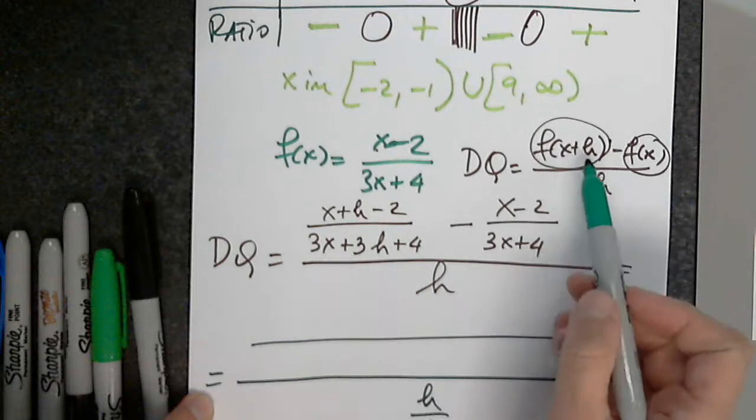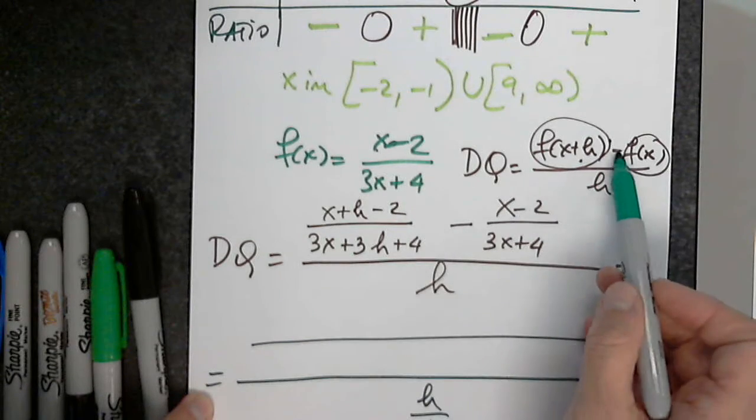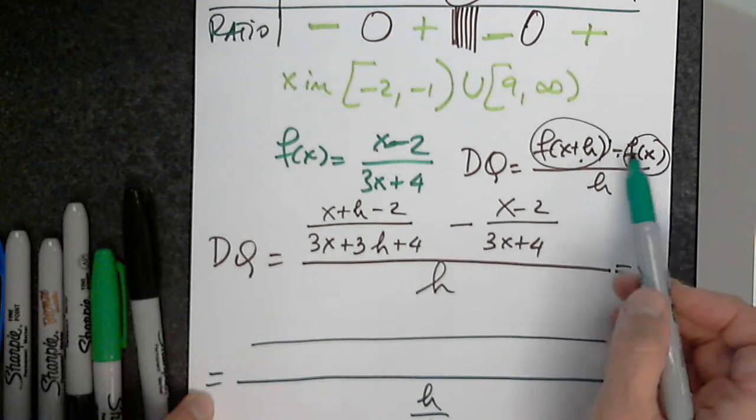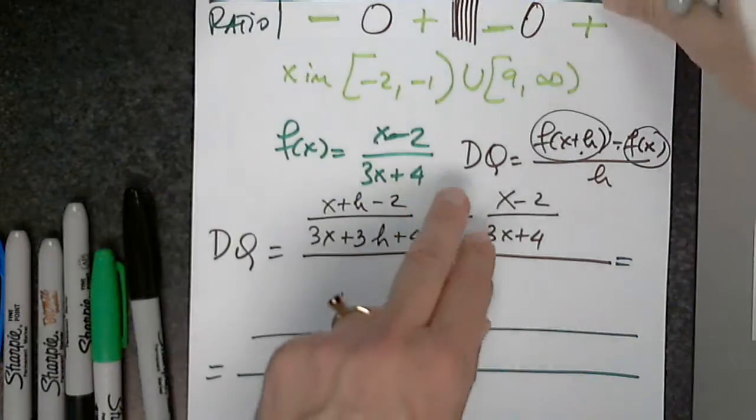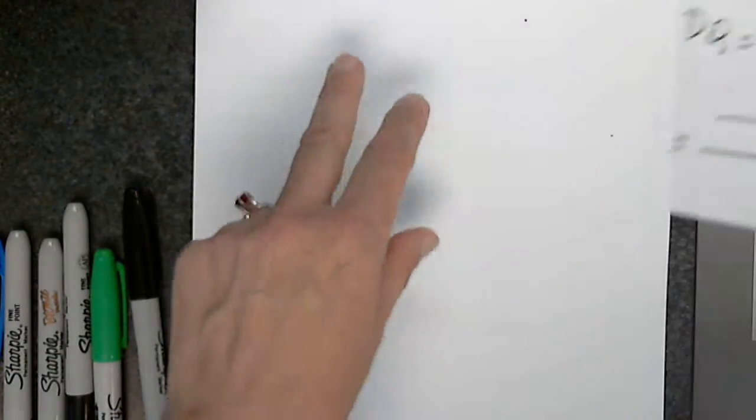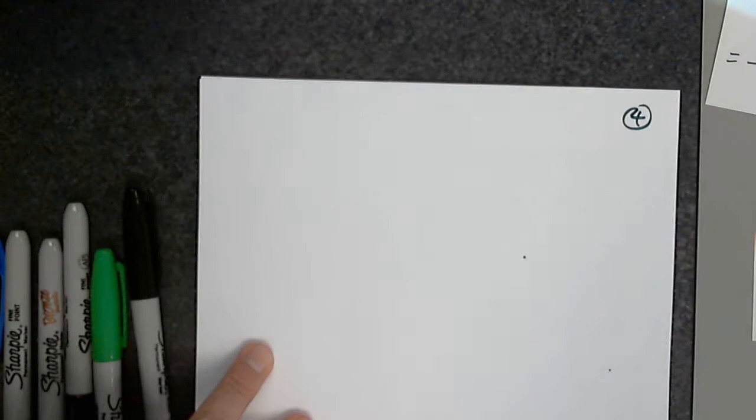I replaced this by this minus this by this. Right, but wouldn't it be like x minus 2 over 3x plus 4 plus h? Okay, so we have a difficulty in understanding how to evaluate functions then. So that's why we reviewed this.